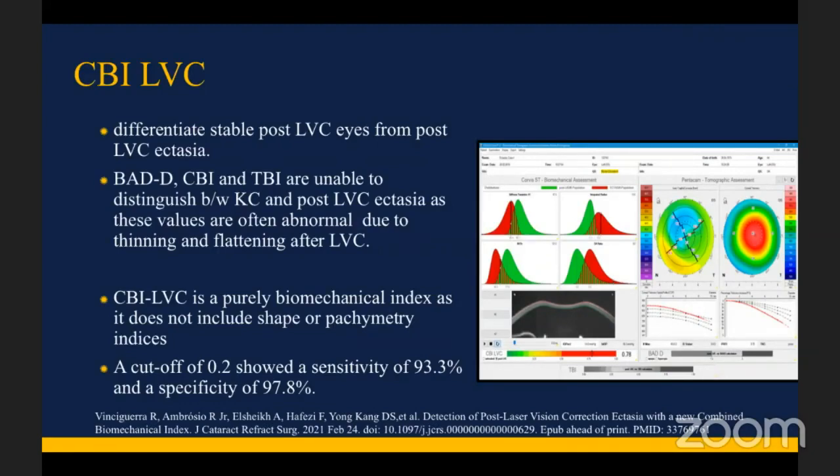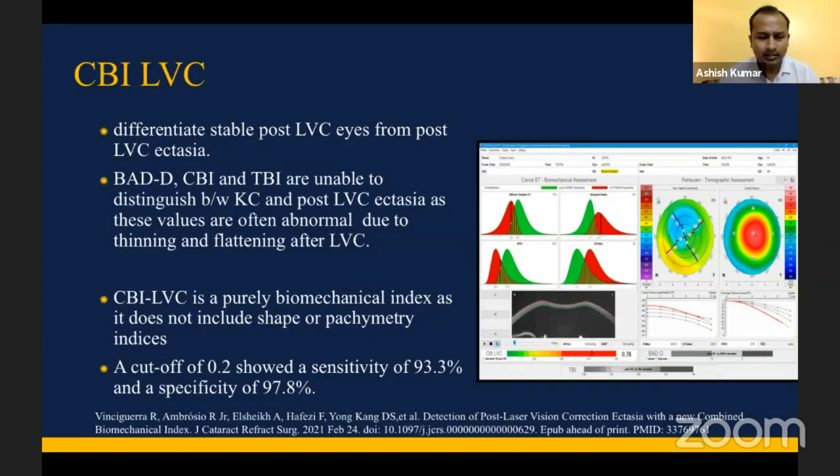Please wind up. Yeah, it's just one or two slides more.